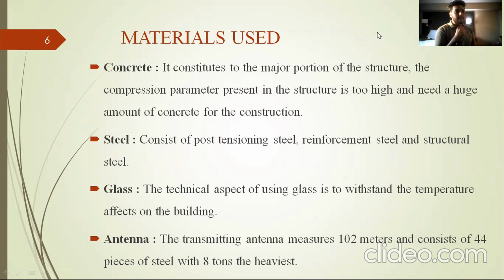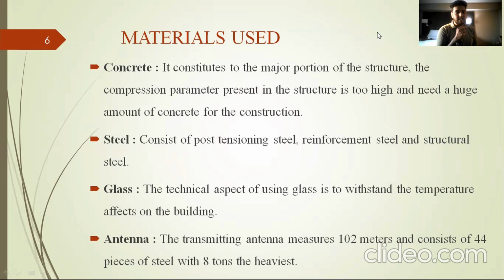The CN Tower is earthquake resistant and wind load resistant. All these external loads create lots of compression, and these compressions are withstood by the massive amount of concrete used. The second thing is the steel, which consists of post-tensioning steel, reinforcement steel, and structural steel. These different types of steel uphold the tension in the structure.